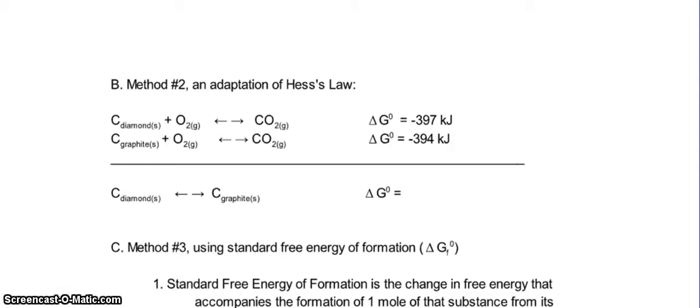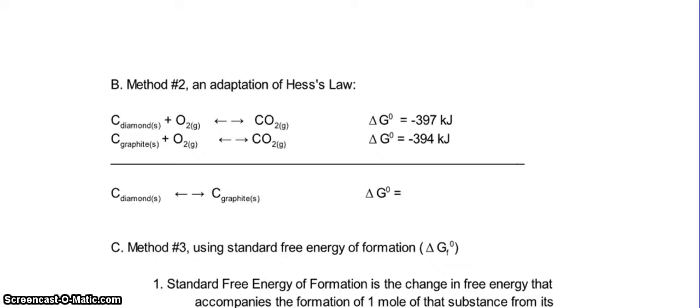We were talking about different ways to calculate delta G, Gibbs free energy. And the first way we found was through delta G equals delta H minus T delta S. Then we calculated the problem and found out that yes, indeed, it was spontaneous.